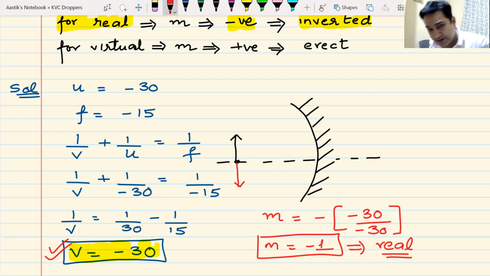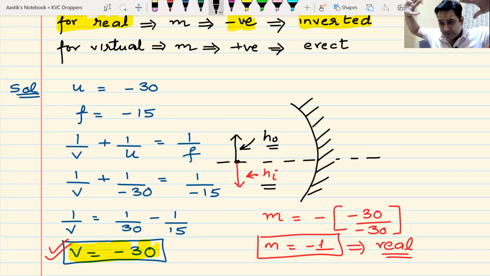Magnification is 1, whether it is plus 1 or minus 1. Plus tells us it is a virtual image. Minus tells us it's a real image. 1 means that height of the image is equal to height of the object. Both are of the same size. If I call this the height of the image, HI, and this the height of the object, HO, both the heights are same because HI divided by HO is coming as 1. It is coming as minus 1 because it is inverted. That means we will have an image of the same size as the object. Do we understand this? Image is of the same height as the object.